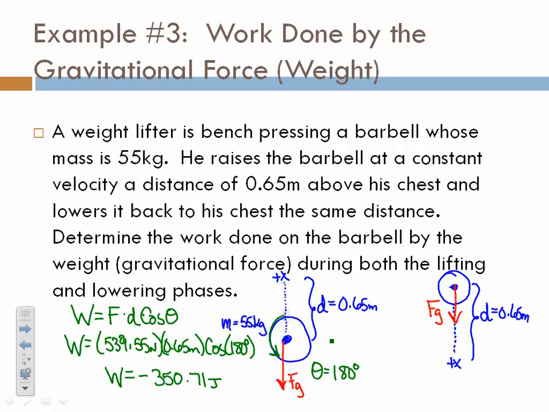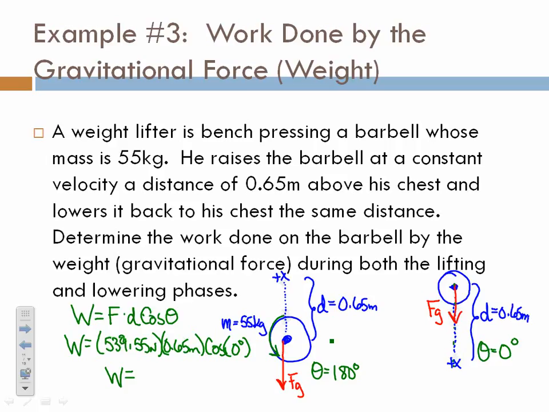So what changes in the second part? Well, the standard angle changes. When we lower this barbell back down, now our displacement is in the downward direction, and so is the force of gravity. And so the angle between those two is going to be 0 degrees this time. The only thing that changes in my equation is the angle. So now we have cosine of 0 degrees.